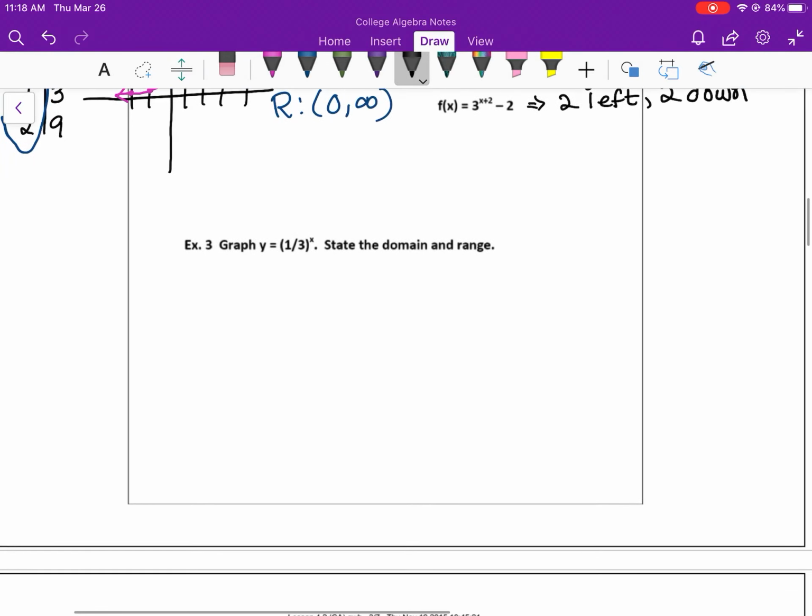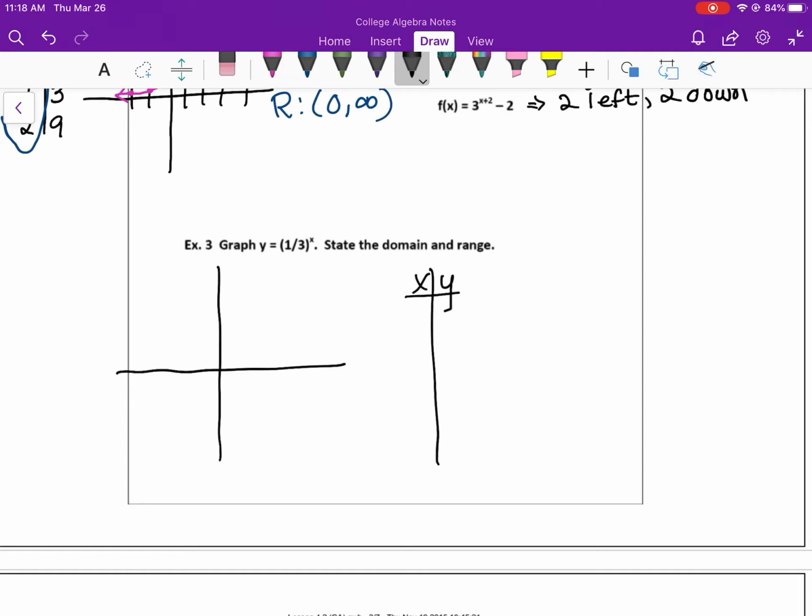All right, let's try 1/3 to the x. Let's try an xy table. So I always start with 0 unless there's some kind of transformation. Okay, so that would be a 1. And if I put a 1 in here, 1/3 to the first is a third. 1/3 to the second is a ninth. 1/3 to the negative first, again, that flips it over to make the exponent positive. So that's 3, and that's going to be 9.